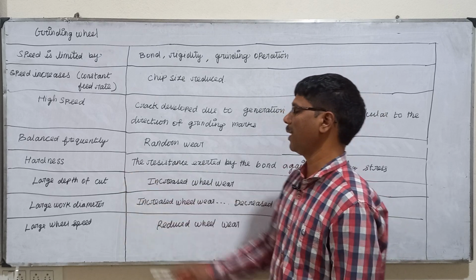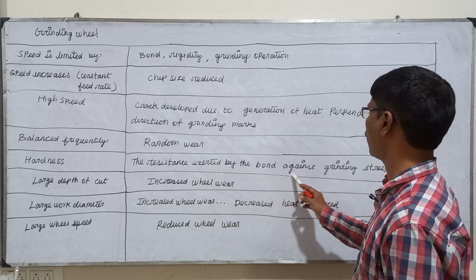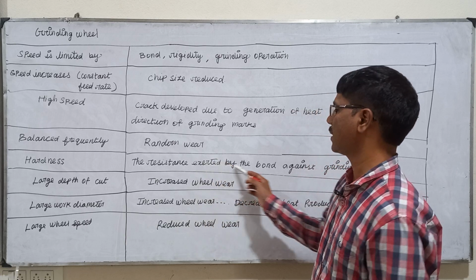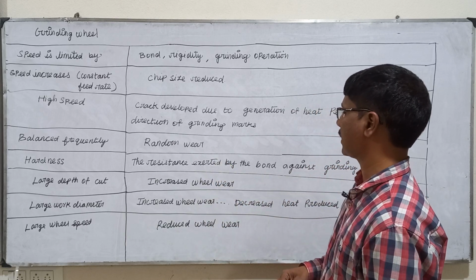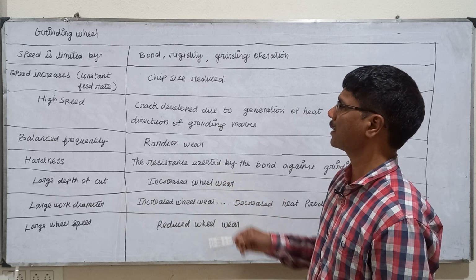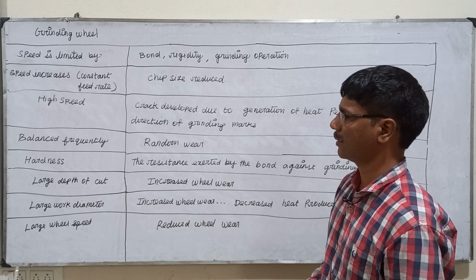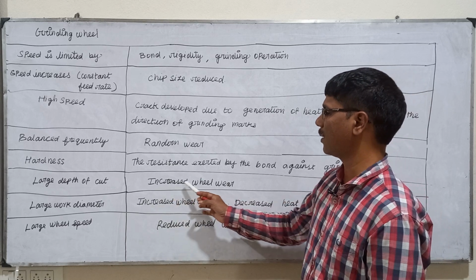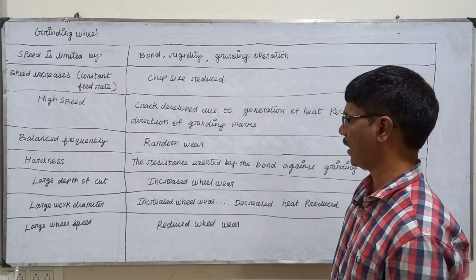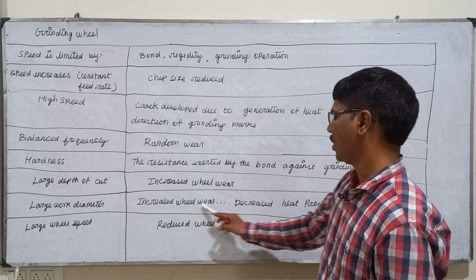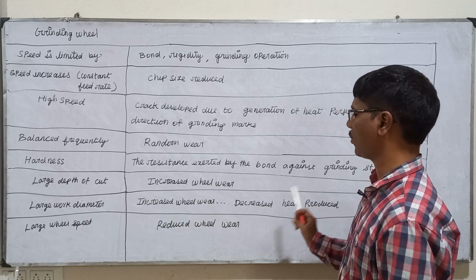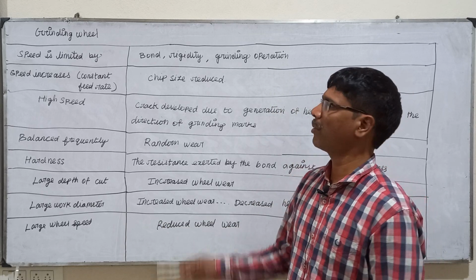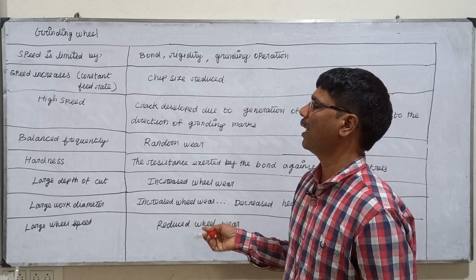The hardness of the grinding wheel is the resistance exerted by the bond against the grinding stress. How will you define the hardness? In a grinding wheel, it is the resistance exerted by the bond against the grinding stress. This hardness is represented by a letter of the alphabet. A large depth of cut will cause increased wheel wear. A large work diameter also causes increased wheel wear and decreases the heat produced. A large wheel speed will reduce the wheel wear. These are some of the points regarding wear, speed and balancing.